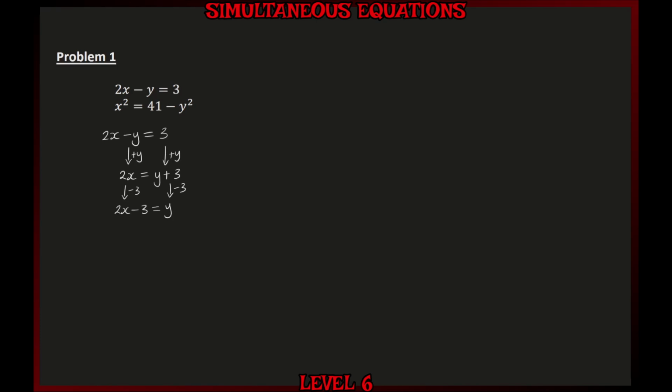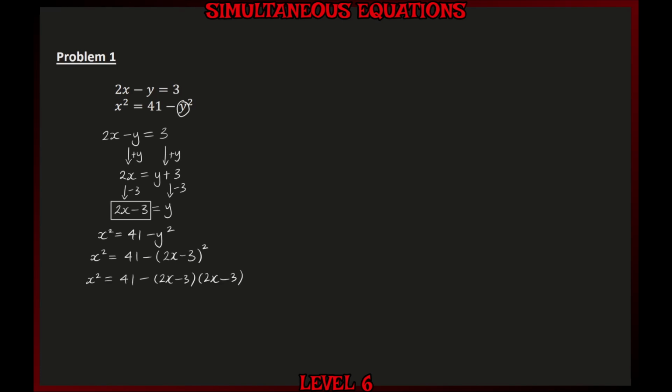And this is useful because we can now take 2x minus 3, which we know is equal to y, and substitute it as y into our nonlinear equation. So that second equation, x squared is equal to 41 minus y squared, now becomes x squared is equal to 41 minus, and then in brackets, 2x minus 3 squared, because we've replaced y with 2x minus 3. To continue, we now want to expand the brackets, so we can rewrite this equation as x squared is equal to 41 minus, and then 2x minus 3 multiplied by itself.